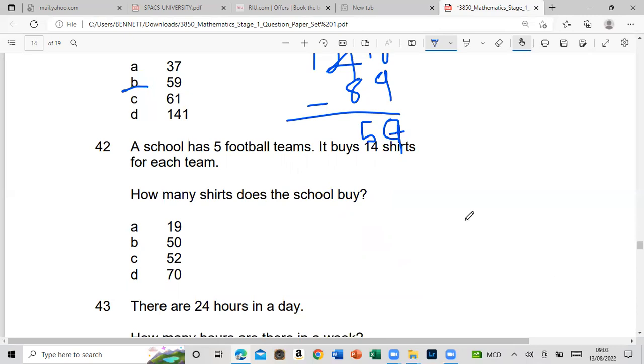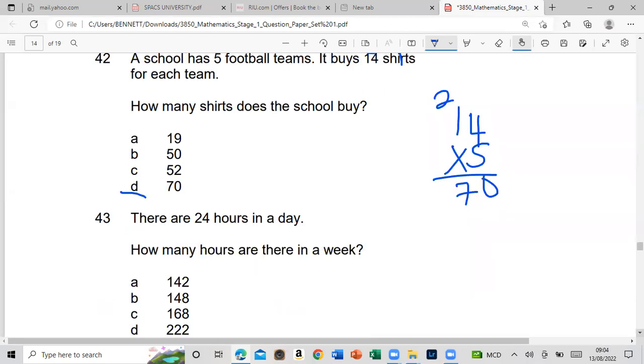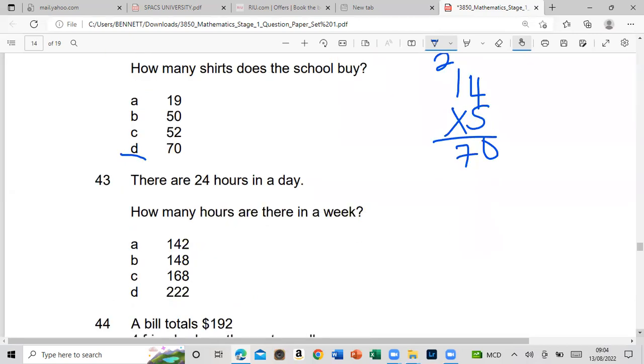I realize you can multiply very fast. So that is an awesome attribute. So 5 times 4 is 20. You're going to do excellent. 5 ones are 5, and that's 70. Right? Or you could have added 14 five times. But the quickest way is to multiply. Well done, sir.